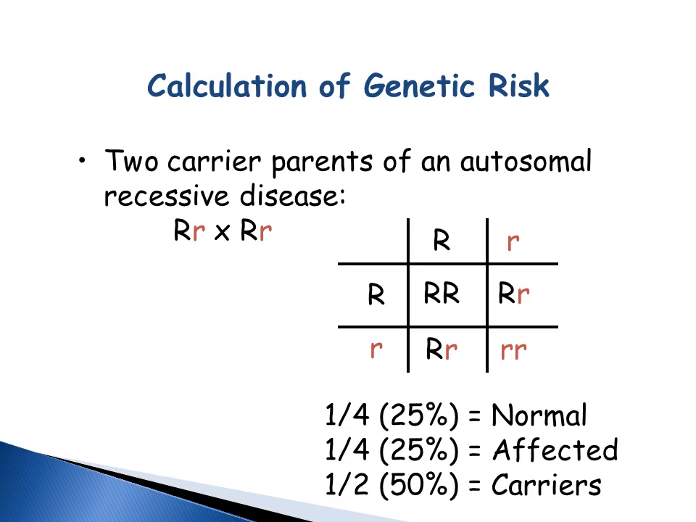Here's an example of a Punnett square where you have two carrier parents of an autosomal recessive disease. So this is going to be big R little r crossed with big R little r. You can fill out your Punnett square and determine that 1/4 of the children would be normal, 1/4 or 25% have a chance to be affected, and 50% will end up being carriers.